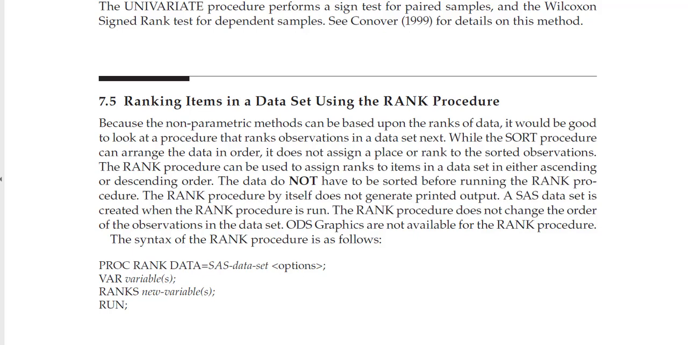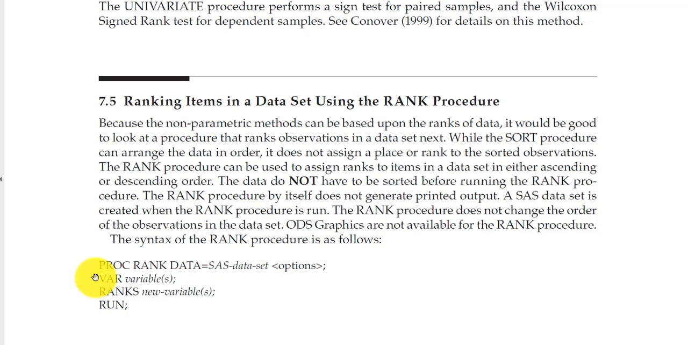The NPAR one-way procedure used ranks for the data. It didn't print those ranks anywhere, but including the rank procedure in this chapter seemed like a good idea to me. So I have proc rank. Which data set do you wish to rank? And then there are options here, and some of these options are really less options and more like things that you really need to do.